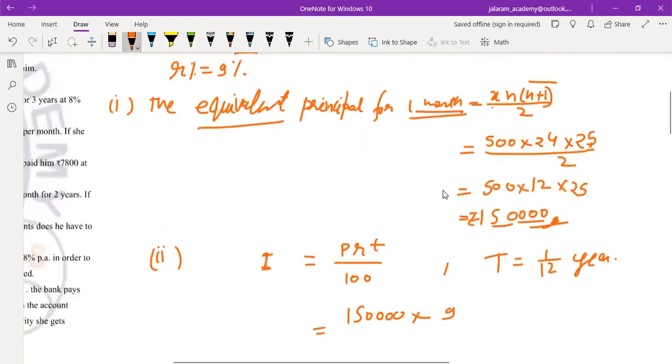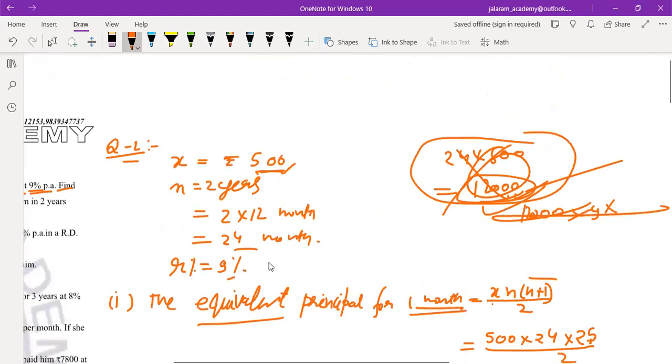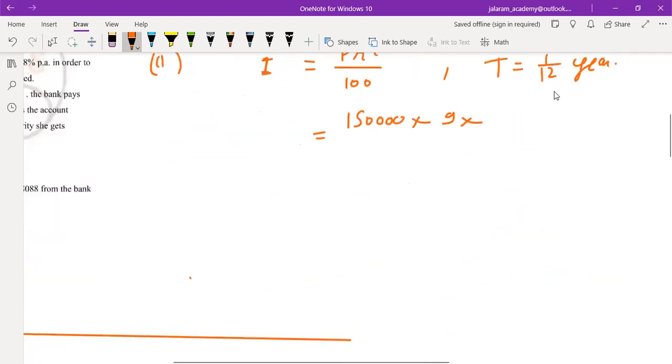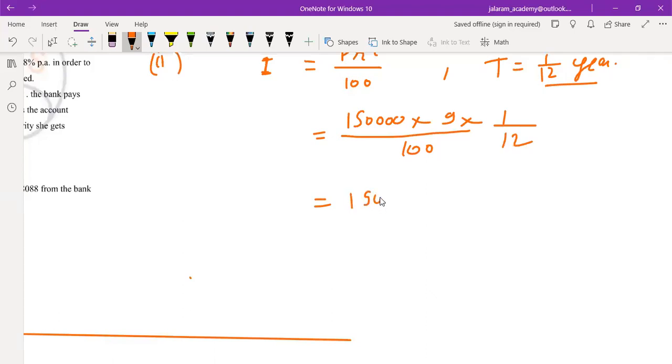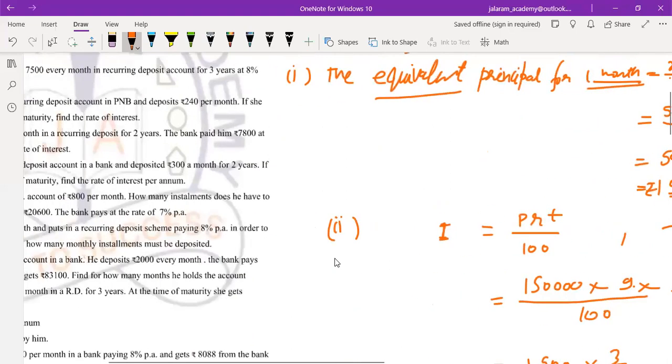Rate of interest is 9 again. 9 is given. Into time, we have taken only 1 month, over 100. So these 2 zeros will be cancelled out. It is now 1,500 into this 3 and 4. 3 3s are 9, 3 4s are 12. So 375, 3s are 1,125 rupees. So Aman gets rupees 1,125 as the interest in 2 years.